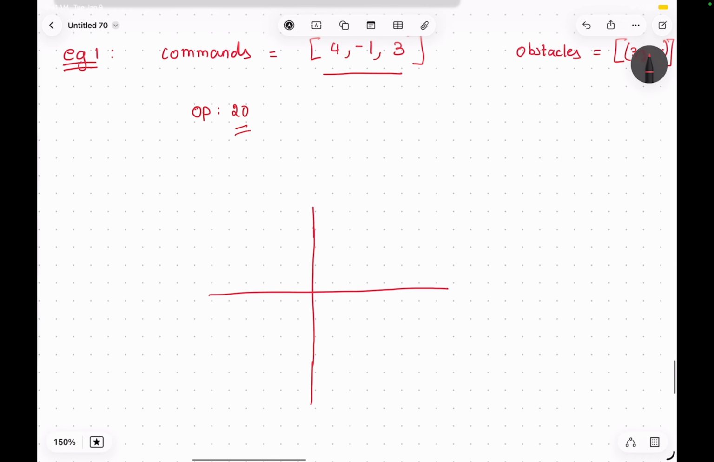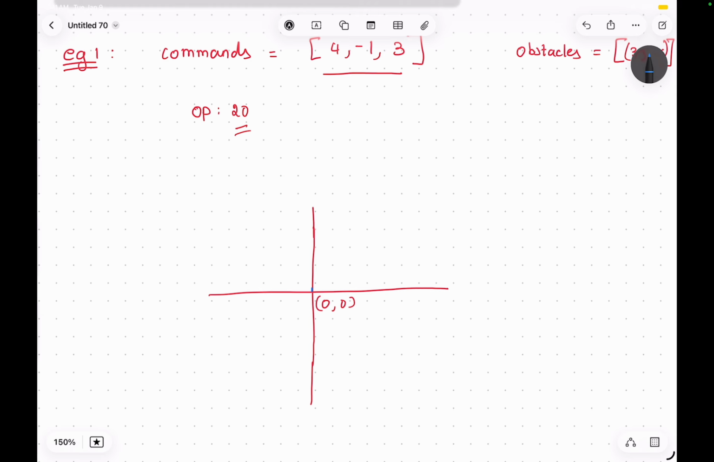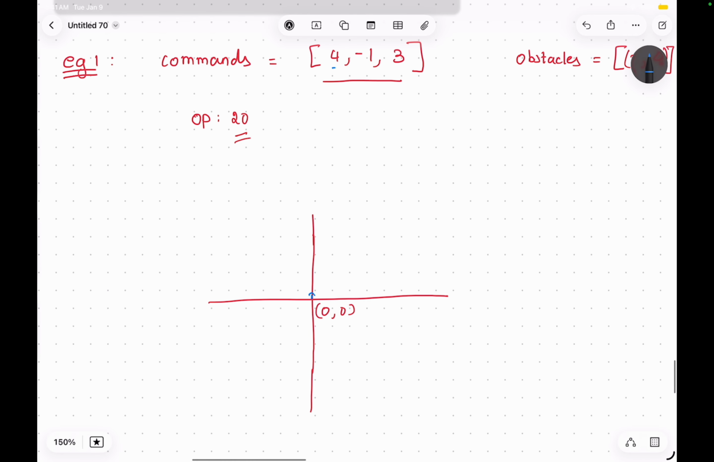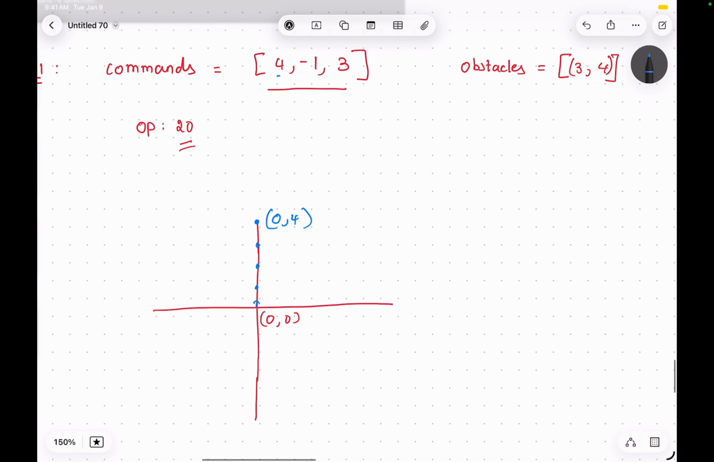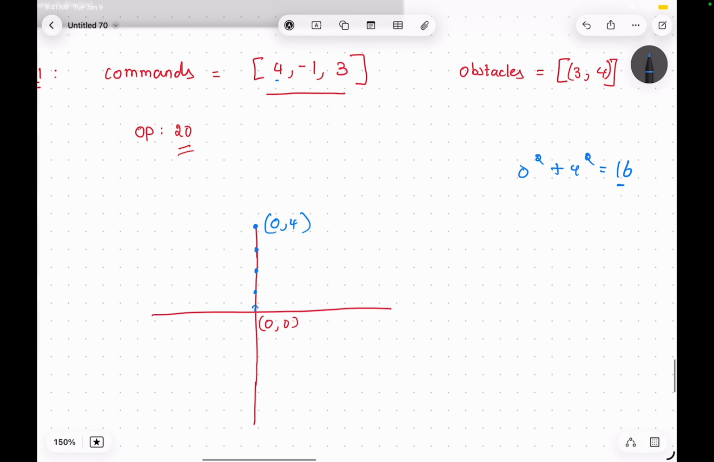The initial position is 0 0 and towards north, so it moves upwards. First is 4, so we move 4 units up. 1 2 3 and 4. Since we moved 4, this position will be 0 and 4, and now we find the Euclidean distance, which is 0 square plus 4 square, equal to 16. So we have the 16, we track it down, and now we are facing -1.